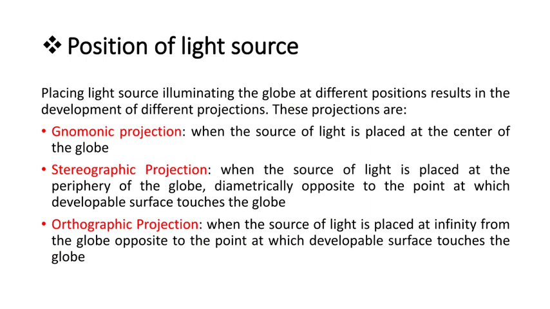Next is the fourth type, which is based on the position of the light source. Placing the light source which is illuminating the globe at different positions can result in different projections. These are gnomonic projection, when the source of light is placed at the center of the globe; then stereographic projection, where the source of light is placed at the periphery of the globe, diametrically opposite to the point at which the developable surface touches the globe; then orthographic projection, when the source of light is placed at infinity from the globe, opposite to the point at which the developable surface touches the globe.